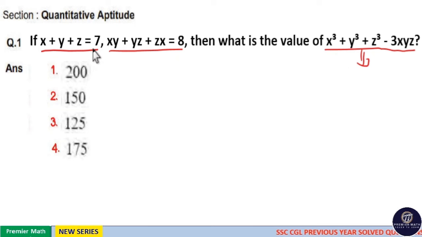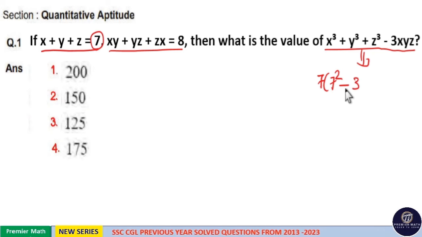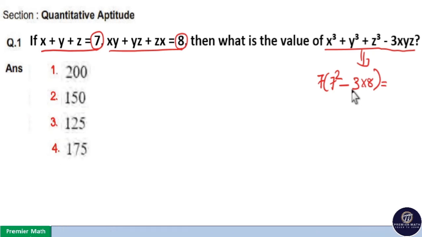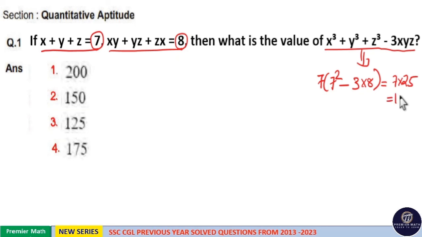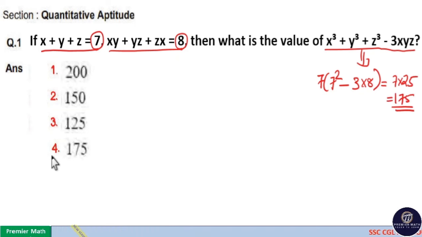x plus y plus z is equal to 7. So the value of this is equal to 7 into 7 square minus 3 into xy plus yz plus zx is equal to 8. So 3 into 8. Now this is equal to 7 square is 49, 3 into 8 is 24. 49 minus 24 means 49 minus 20 is 29, 29 minus 4 is 25. So 7 into 25 is equal to 175. So option 4 is your answer.